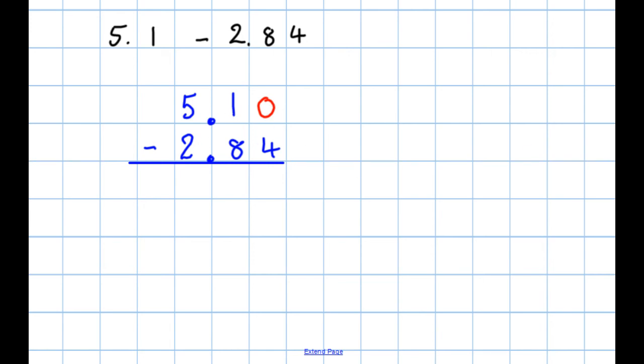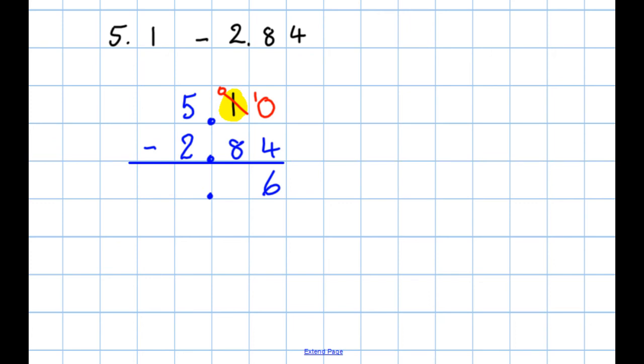Now watch what I do. I do 4 take away 0. You can't do. So I've got to borrow from this 1 here. So that goes down to 0, and I put a 1 there. Then I do 10 take away 4 is 6. Oh, what did I forget? Dreadful of me, wasn't it? I should have had a decimal point here in the answer row. Now let's go back to it.